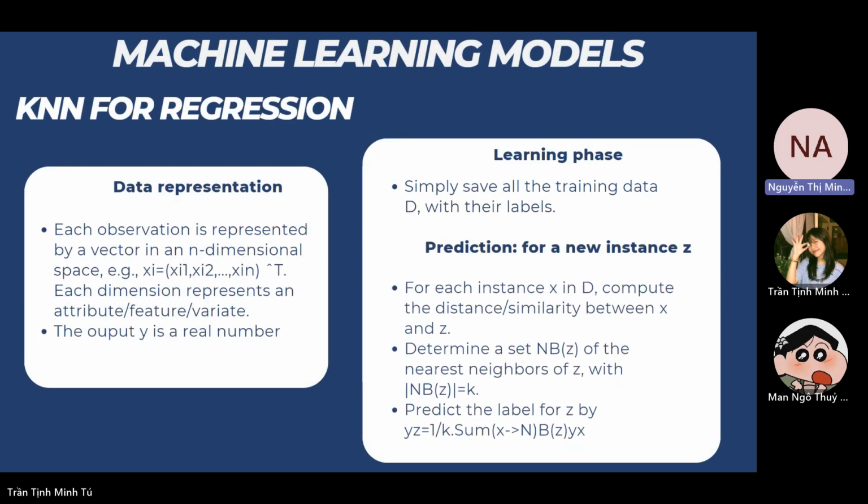KNN for regression. Data representation in the learning space is similar to KNN for classification. To predict for a new instance z, for each instance, compute the distance between it and z, determine a set of the nearest neighbors of z, and predict the label for z.